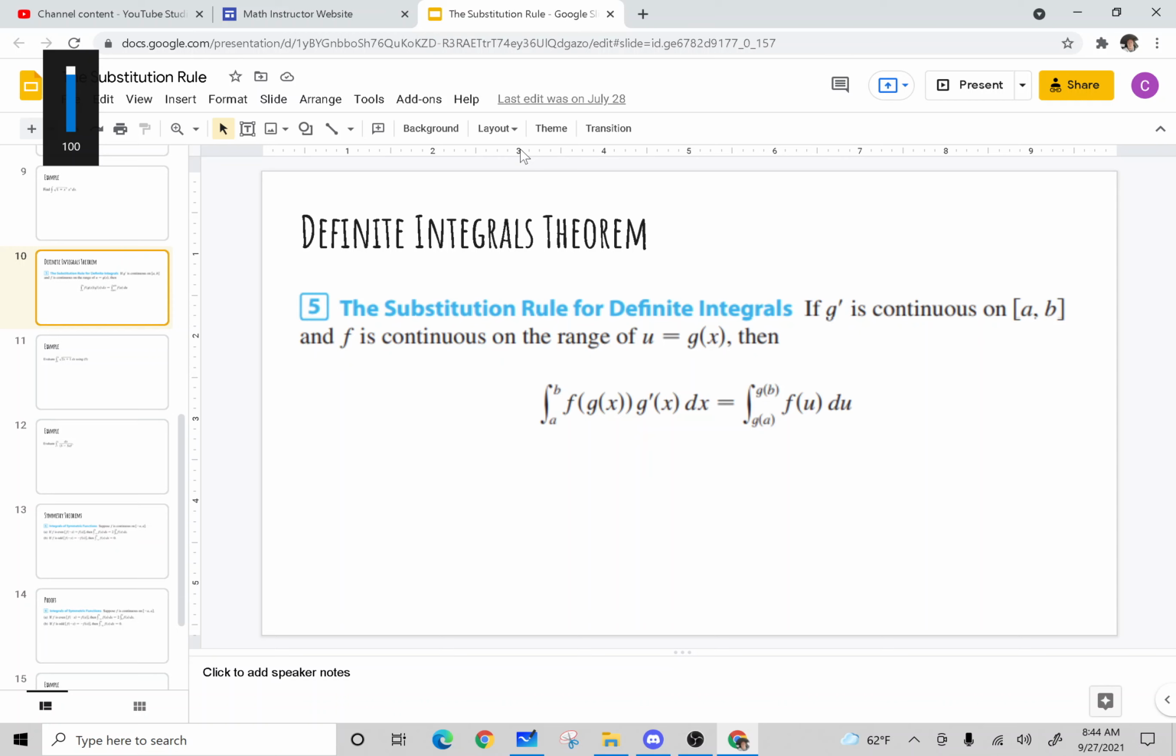Okay, so continuing on, we've got the substitution rule for definite integrals. And so you can kind of take that in. An important thing to remember is this g of b, g of a. We're going to use it in one of the problems coming up. But for the first example, we're going to do exactly the same thing, only we're going to plug in numbers. And so let's get to it.